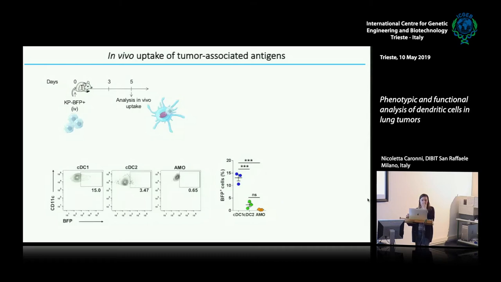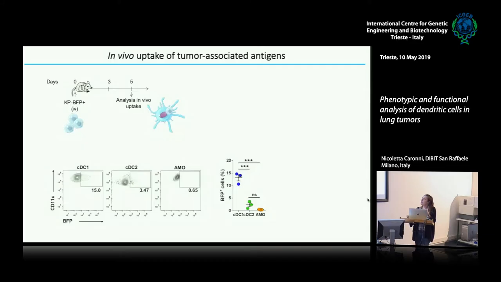We then wondered if at an early time point, so in the first phases of tumor growth, these cells are able or not to engulf tumor cells. Thanks to Julia, we generated a KP cell line expressing BFP, that is blue fluorescent protein, and we injected these cells intravenously in the mouse. After a few days from the tumor injection, we dissociated the lungs, 5 days after tumor inoculation, to see if the cells had some tumor antigens.